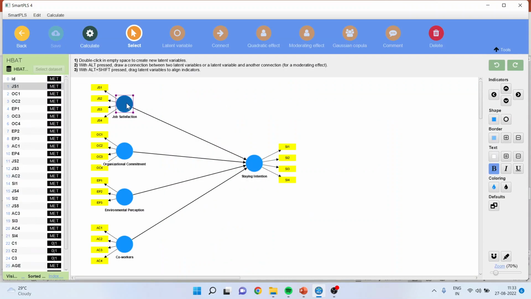Now here, job satisfaction of an employee is affecting the staying intention of an employee. Organizational commitment of an employee is affecting the staying intentions of an employee in the company. Environmental perception of an employee is affecting its staying intention in the company. And the behavior of the co-workers is affecting the staying intention of an employee. Now I want to include the co-worker as a moderating variable in this model.